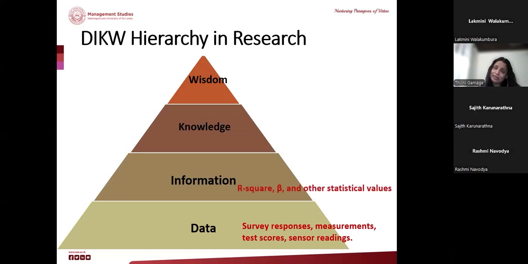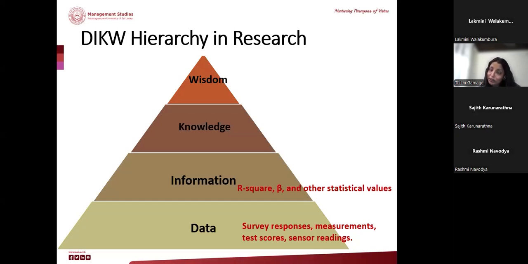In our next step, we process data and try to derive meaningful information from data. I have included a few examples for your understanding of what I meant by data, information, knowledge, and wisdom in research.